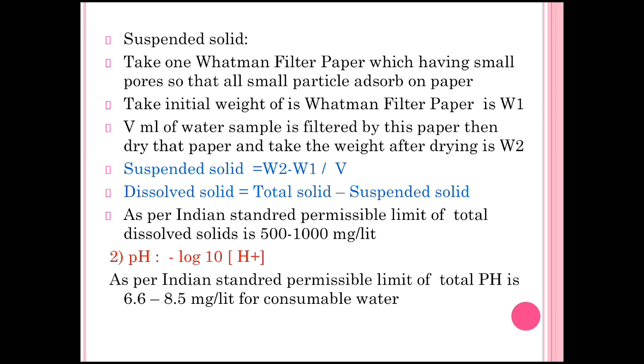We know that the pH scale is 0 to 14. Whenever it is 0 to 7, this is the acidic range. 7 is the neutral range, and 7 to 14 is the basic range. So the permissible limit means we consume water which has a pH between 6.6 and 8.5.